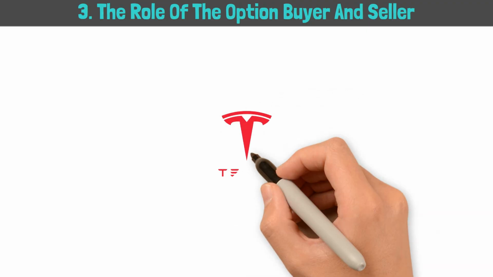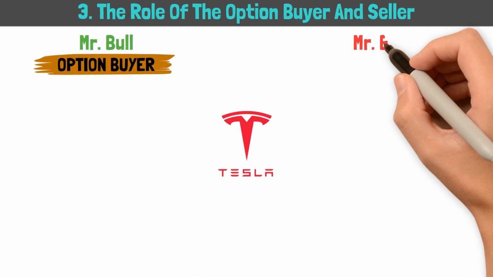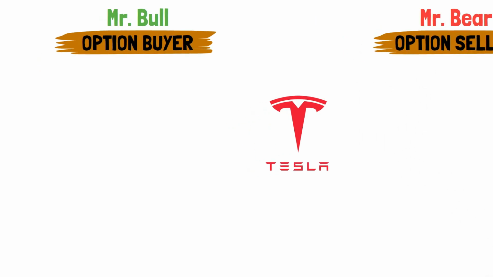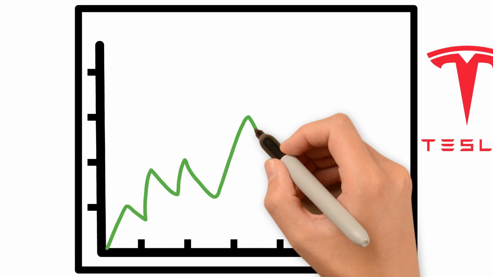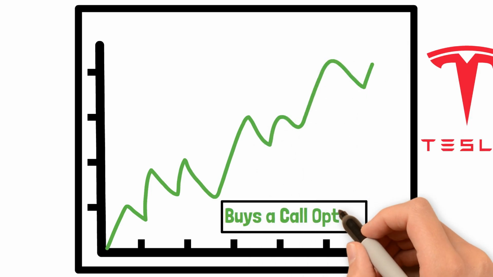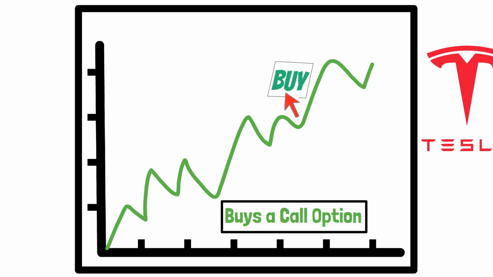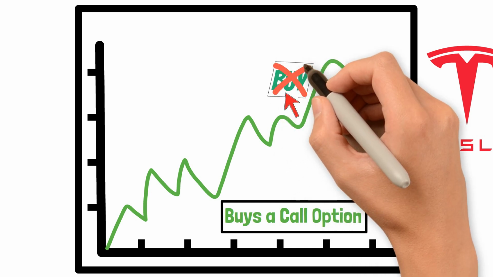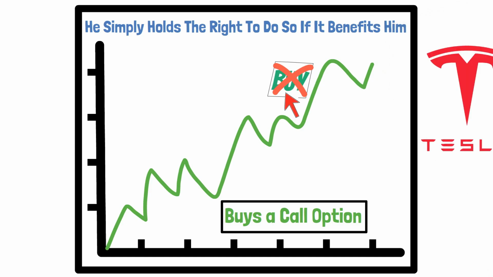3. The role of the option buyer and seller. In our example using Tesla stock, we meet two traders, Mr. Bull, the option buyer, and Mr. Bear, the option seller. Mr. Bull is optimistic about Tesla's future, thinking the price will rise. He buys a call option, giving him the right to purchase Tesla shares later at today's price. It's important to note that he's not obligated to buy. He simply holds the right to do so if it benefits him.